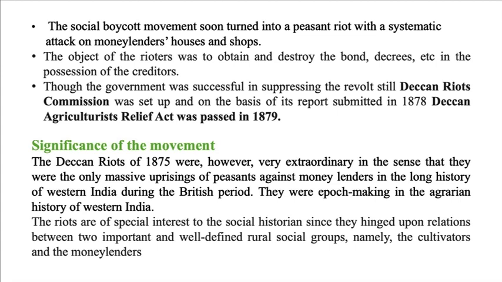So, the significance of the movement is that the Deccan riots of 1875 were very extraordinary in the sense that they were the only massive uprisings of peasants against moneylenders in the long history of Western India during the British period. They were epoch-making in the agrarian history of Western India. The riots are of special interest to social historians since they hinged upon the relationship between two important and well-defined rural social groups, namely the cultivators and moneylenders. So, it was sort of a class conflict, a class struggle between the moneylenders and the cultivators.